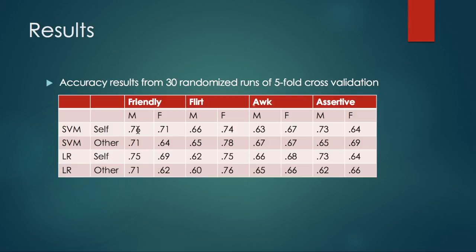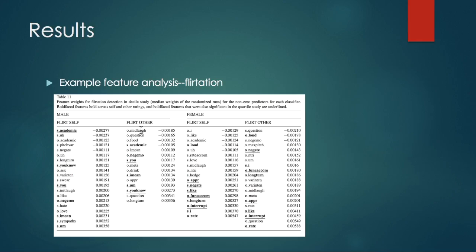Let's take an example of this number. This 0.76 means that the SVM classification has 76% accuracy on self-reported male friendly stances. And this is the result of a feature analysis. Here we can see some features of the flirtation analysis.